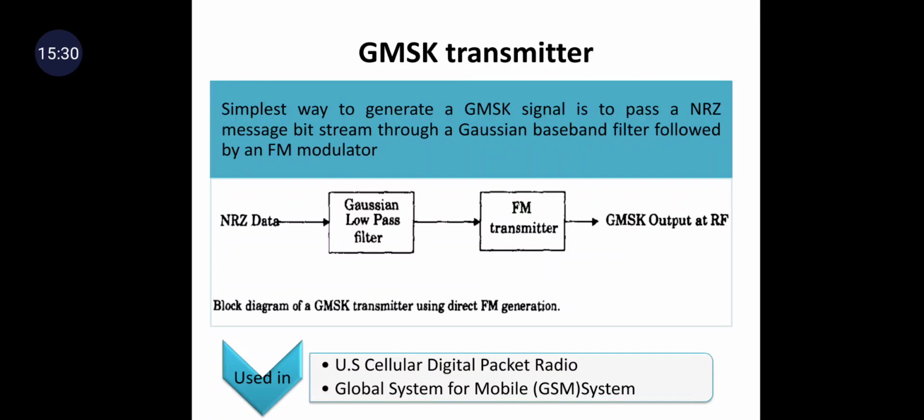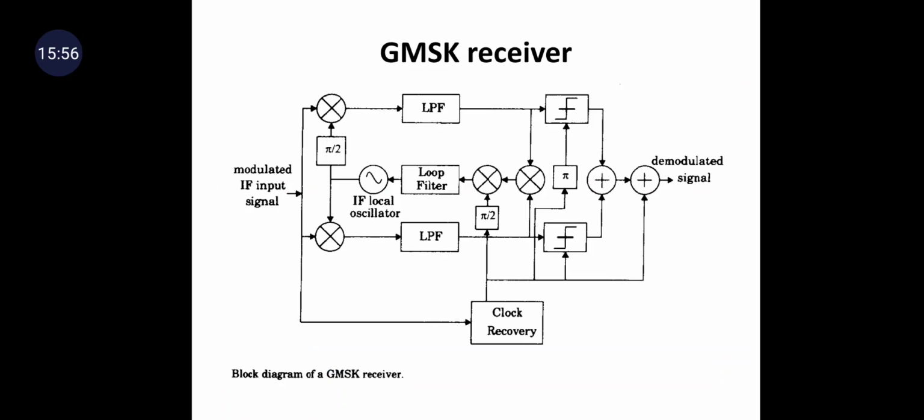And this is a GMSK transmitter. The GMSK signal is generated by passing an NRZ message bit stream through a Gaussian baseband filter. It is followed by an FM modulator or FM transmitter. This GMSK technique is used in US cellular digital packet radio as well as in global system for mobile systems. So this is the GMSK receiver. This is a block diagram of the GMSK receiver.